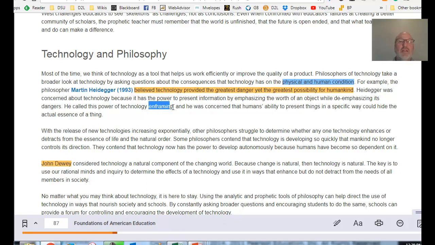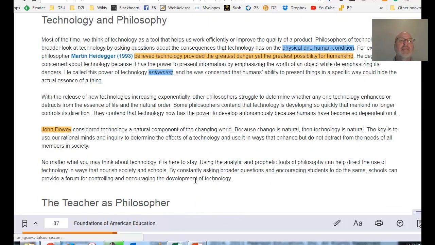Concerned that technology, because it has the power to present information by emphasizing the worth of an object while de-emphasizing its dangers. Called the power of technology in framing. Here's a little word that you want to see. And he is concerned that humans' ability to present things in a specific way could hide the actual essence of a thing. And we have that in technology, that all the wonderful things, all the harm that's been done, the hacking and stealing and bullying and things. So this is pointing this out here.